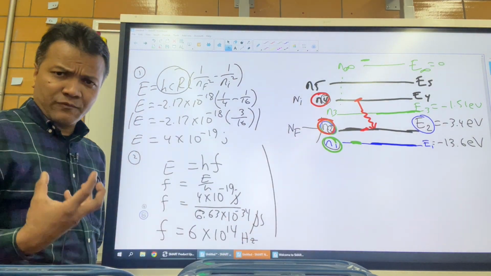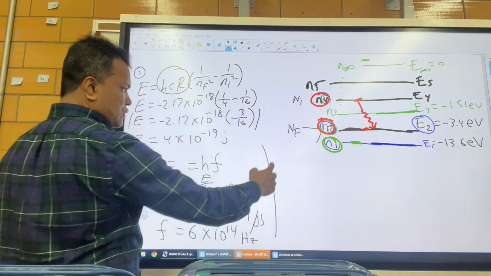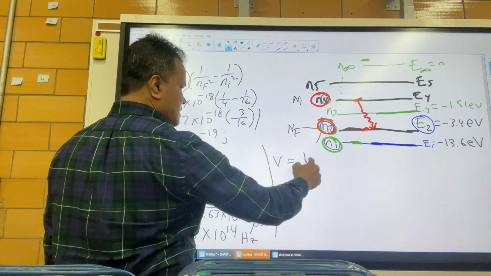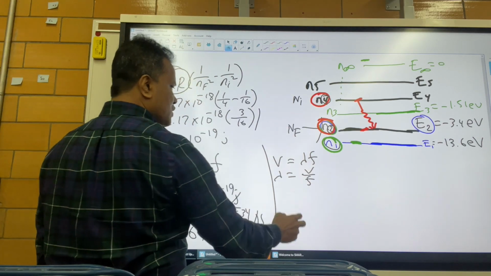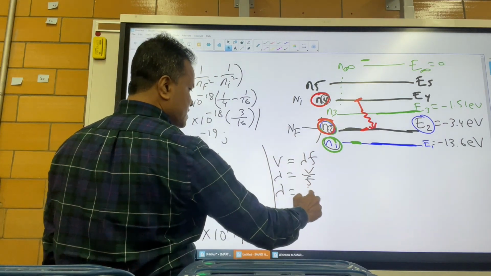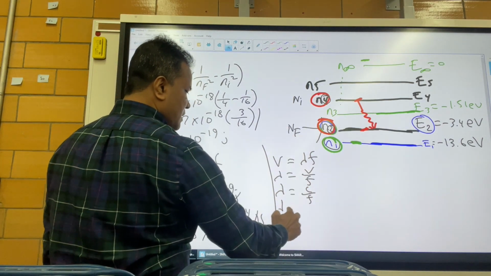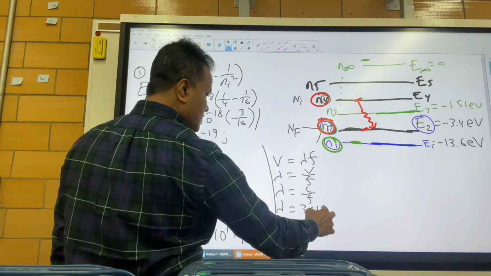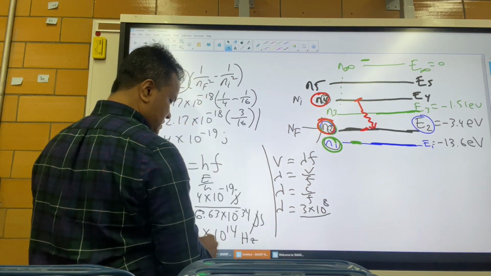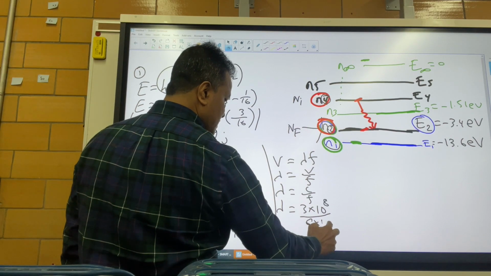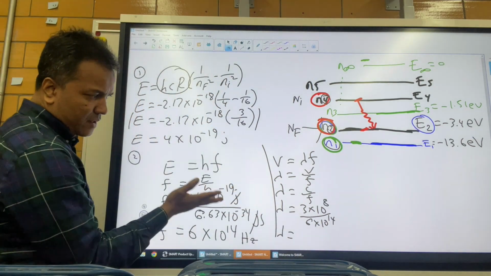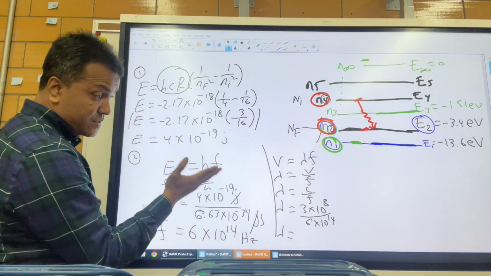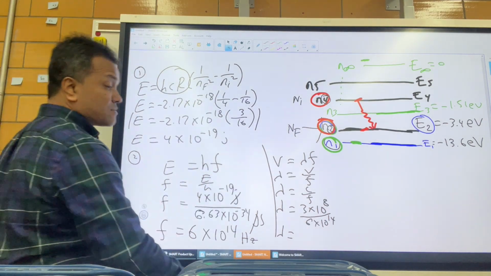Now you're going to do step number 3. We're going to find lambda. So velocity is lambda times frequency. So lambda is velocity over frequency. The velocity of light is c. So lambda is 3 times 10 raised to 8 divided by 6 times 10 raised to 14. So lambda is 0.5 times 10 raised to negative 6, so that's 6 times 10 raised to negative 7.